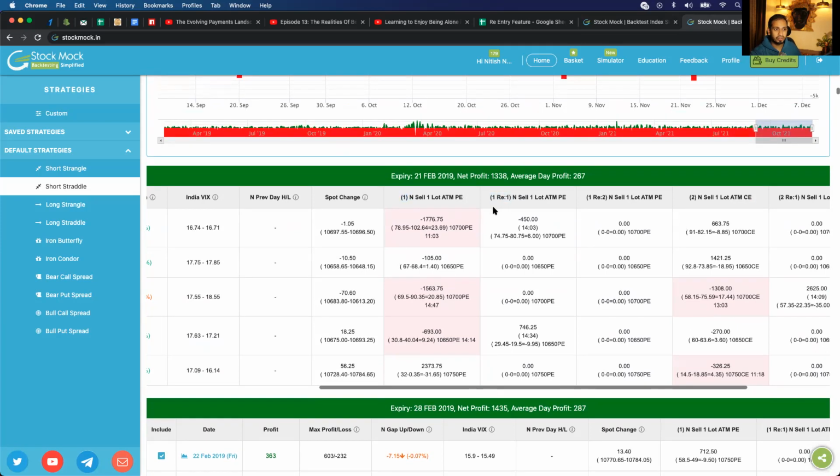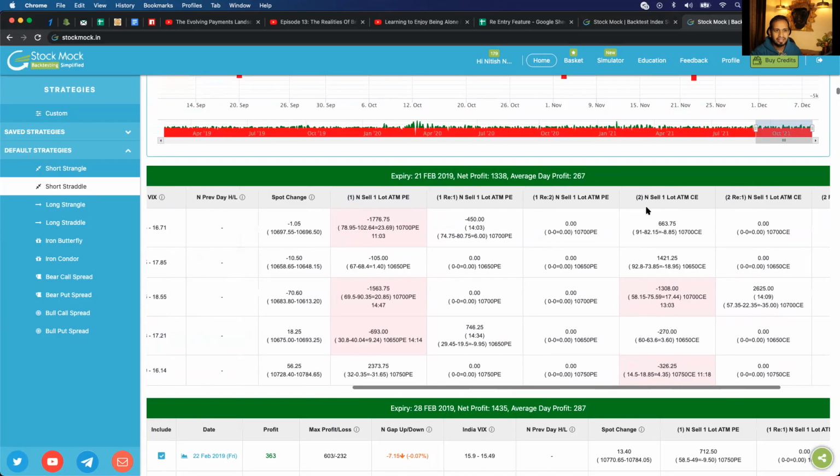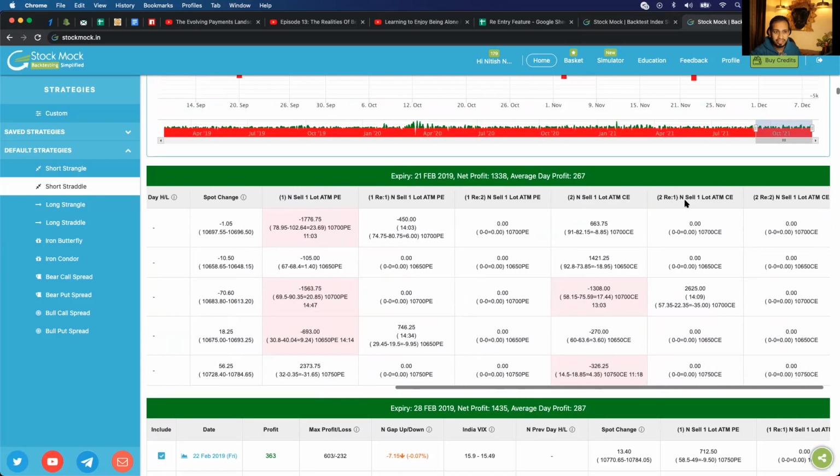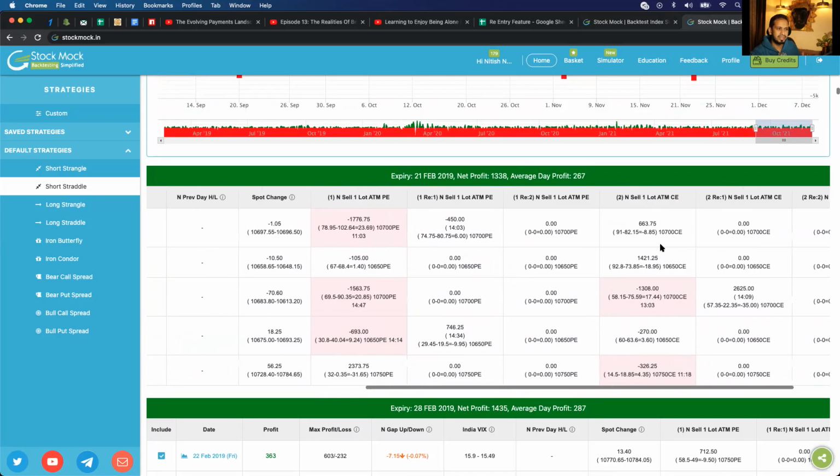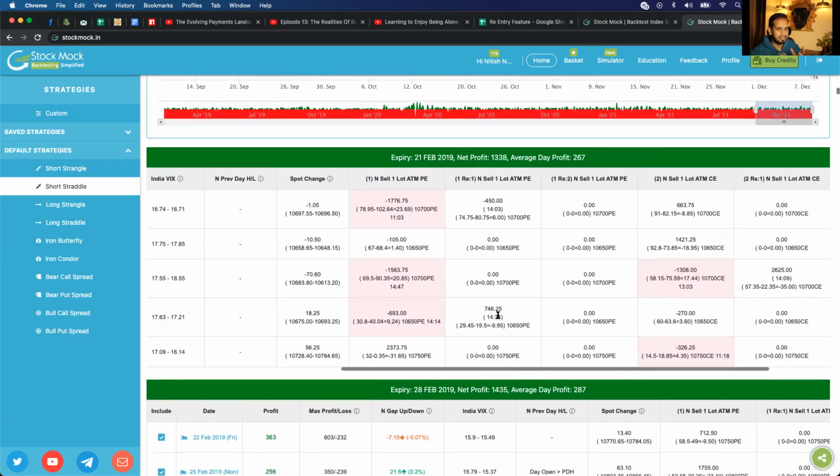One RE1. It means first leg, first re-entry. First leg, second re-entry. Second leg, first re-entry. And second leg, second re-entry. It's very simple. It's quite intuitive as well. Okay. So let's understand this thing. It says ATM put got exited at 11:03 and it got the chance to enter again at 2:00 and it never got exited. So your second re-entry never got the chance to re-enter. That's why it is showing 0:00.